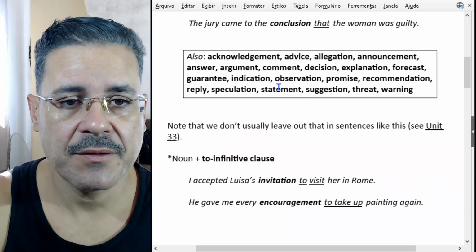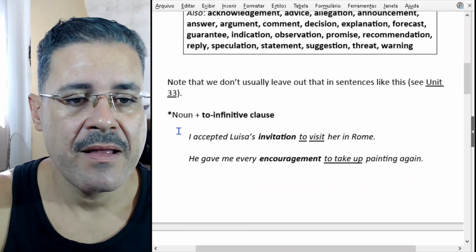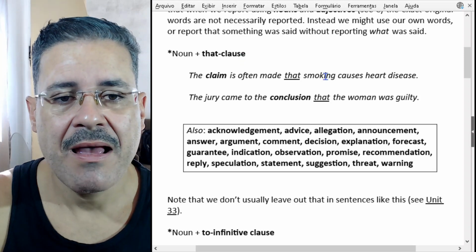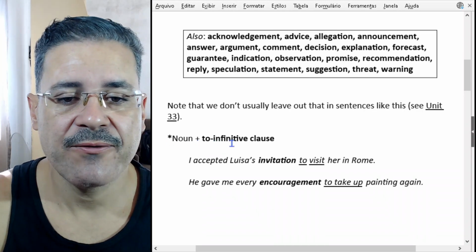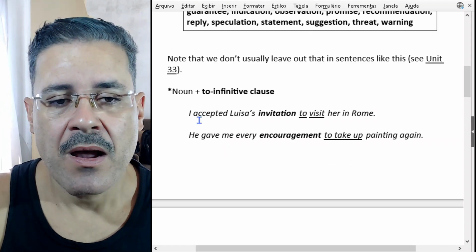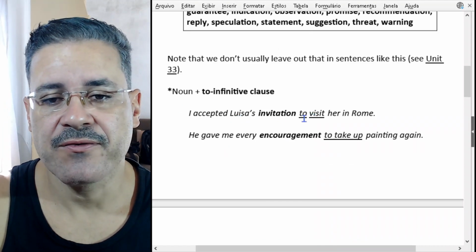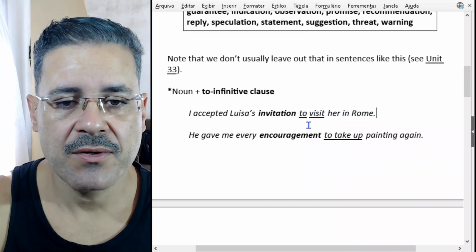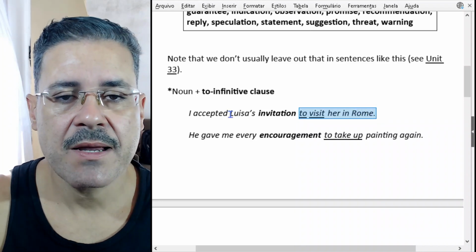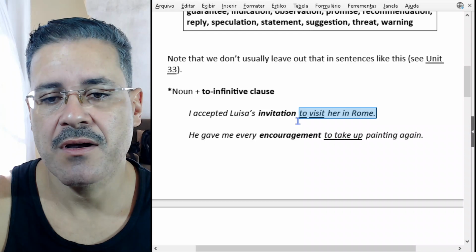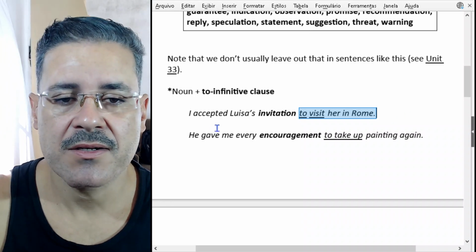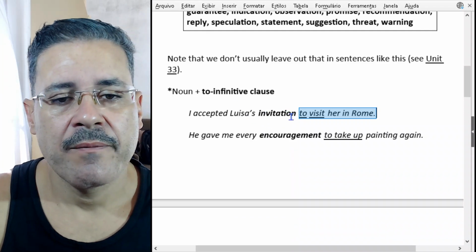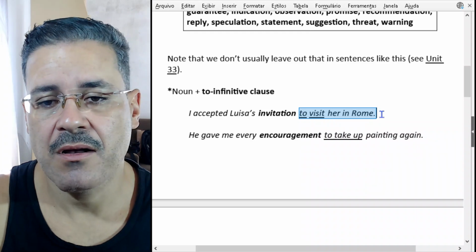Now another pattern we've got here. Noun plus to-infinitive clause. So we've got noun plus that clause, and now we've got noun plus to-infinitive clause. For example, I accepted Louisa's invitation to visit her in Rome. This is the to-infinitive clause. I accepted Louisa's invitation. This is a noun. Invitation. Louisa's invitation to visit her in Rome.